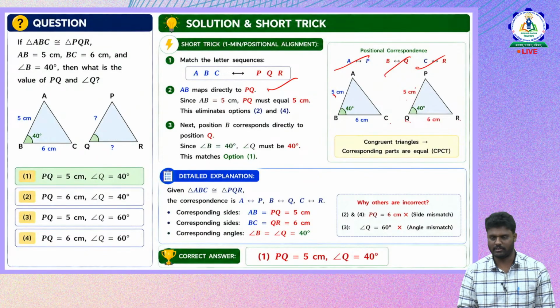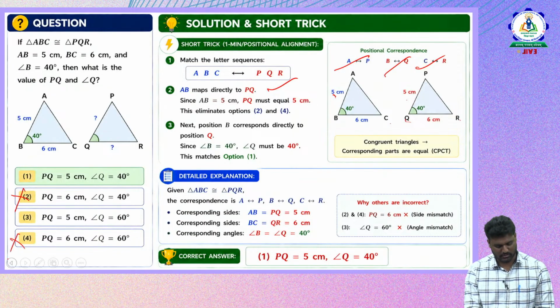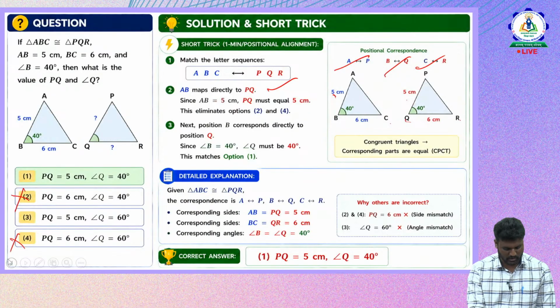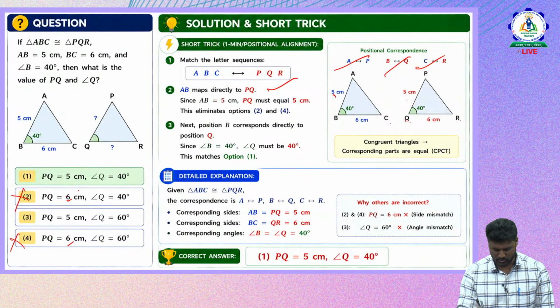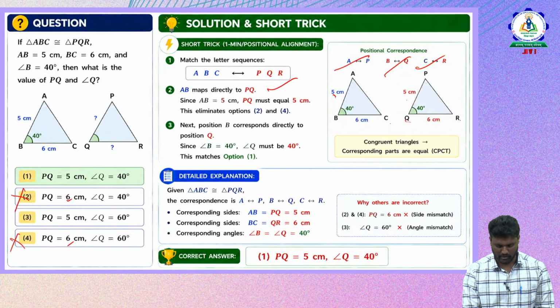Why should it be 5 centimeters? Because of the congruence of triangles concept here. So by this, option 2 can be eliminated, and option 4 also can be eliminated. Why? Because for PQ they have given 6 centimeters, but PQ should be only 5 centimeters. So now option 1 and option 3 are left. Whether it should be option 1 or option 3, let us look at another thing.